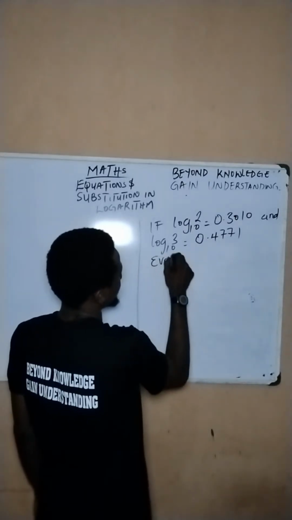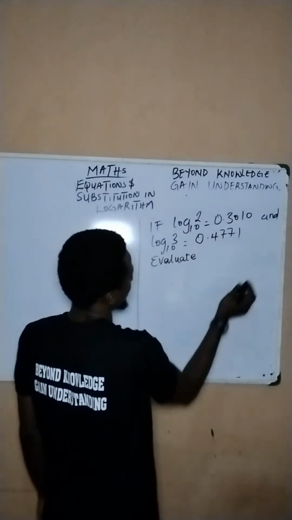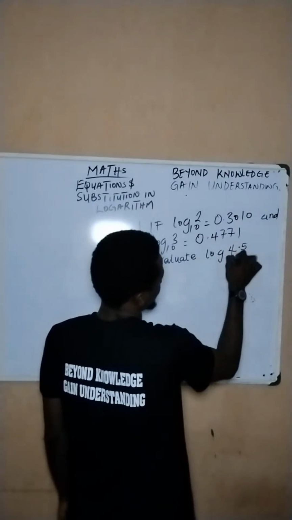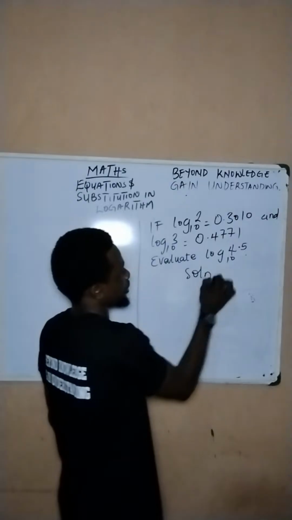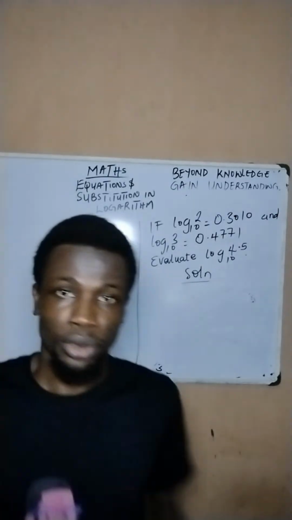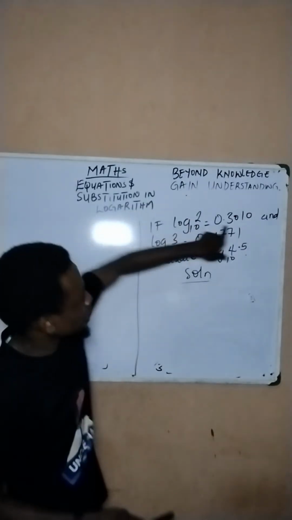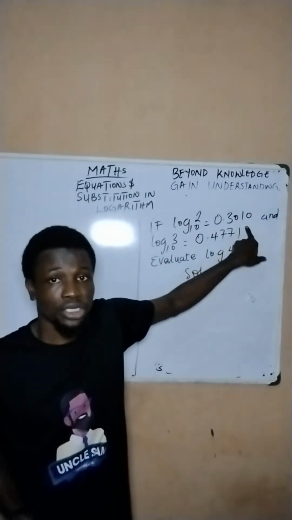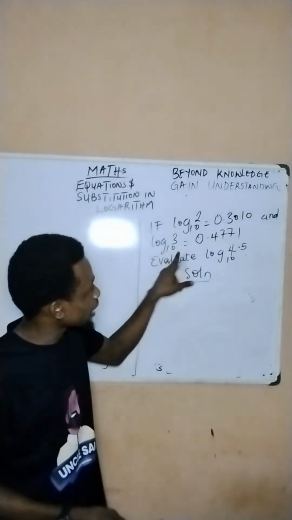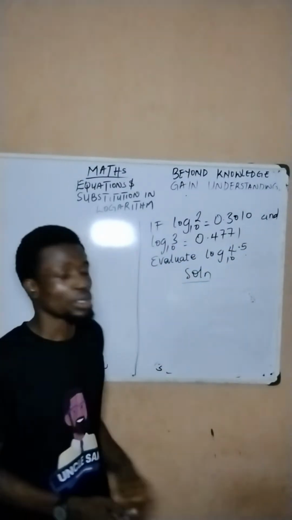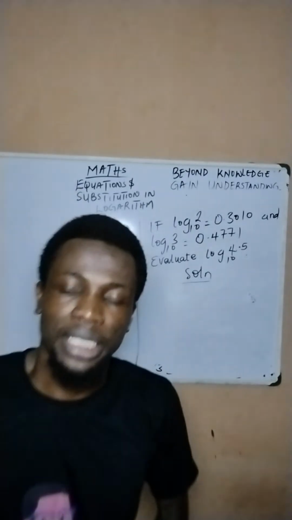Evaluate log 4.5 base 10. Now look at it, this is another substitution because we are to substitute anywhere we see log 2 base 10, we can replace it with 0.3010, and anywhere we see log 3 base 10, we can represent it with 0.4771. So it's a substitution type of problem in logarithm.